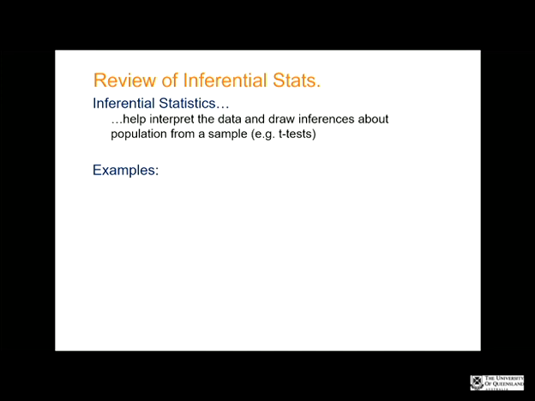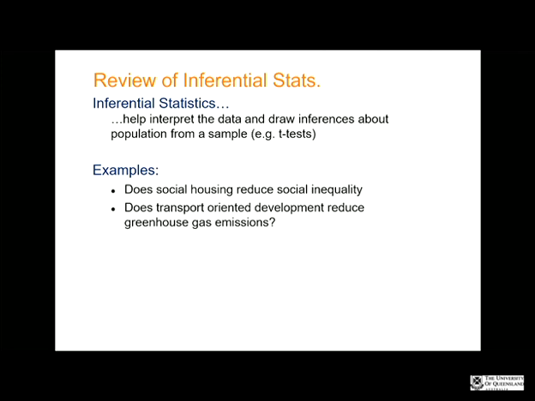So inferential stats help to interpret the data and draw inferences about the population from a sample. So, for example, does social housing reduce social inequality? You would probably take a sample of people in social housing and people who aren't in social housing who are in marginalised groups. Does transport-oriented development reduce greenhouse gas emissions?